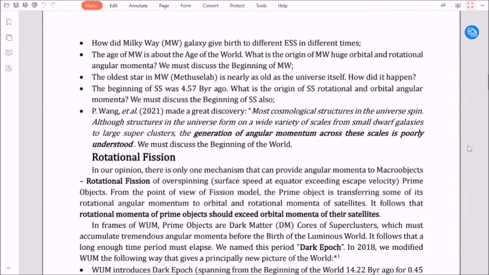In the frames of Womb, prime objects are dark matter cores of superclusters, which must accumulate tremendous angular momentum before the birth of the luminous universe. It follows that a long enough time period must elapse. We named this period the dark epoch. In 2018, we modified Womb the following way, which gives a principally new picture of the world.